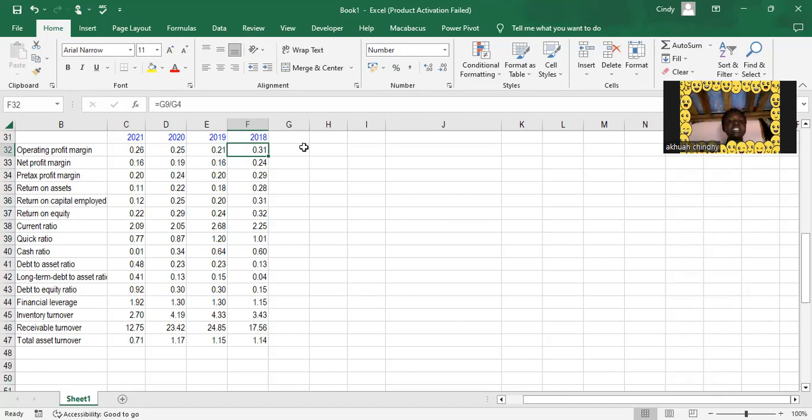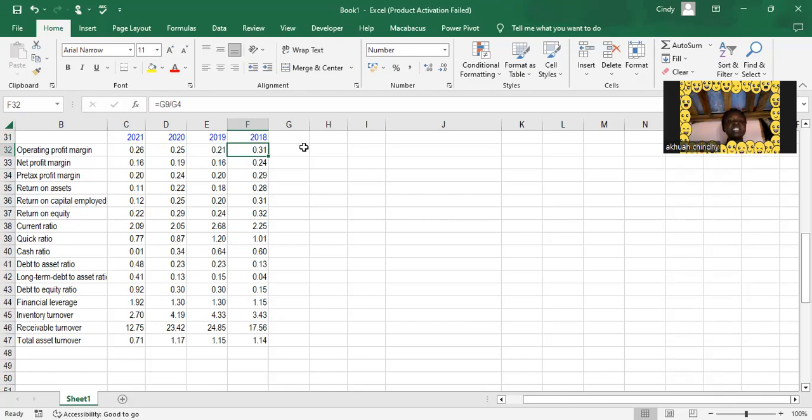So if you want to explain this, what would you say? You say that, okay, it's a profit that we are getting over our sales. So for every 1 cedi sale we make, how much profit do we make on it? So this will be my interpretation. So to you, what would you say it is? It's a profit over sales.